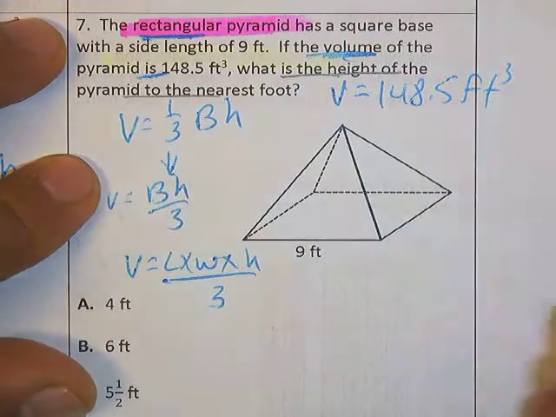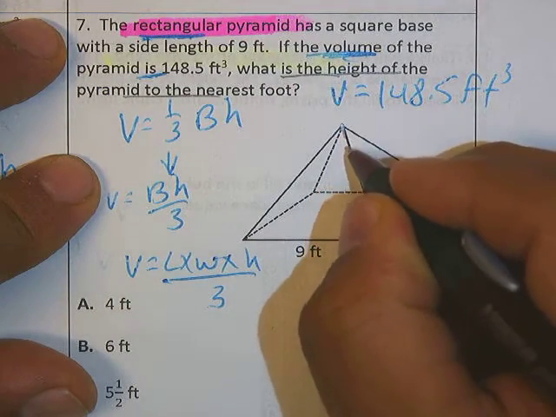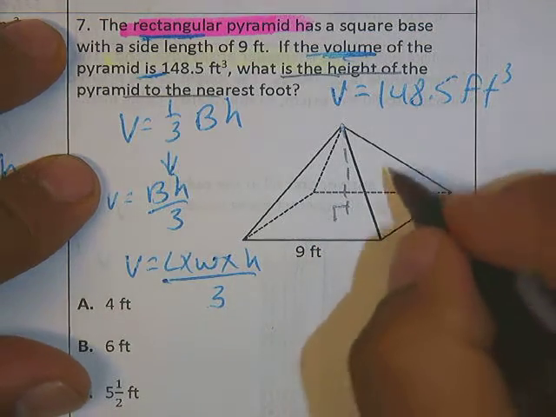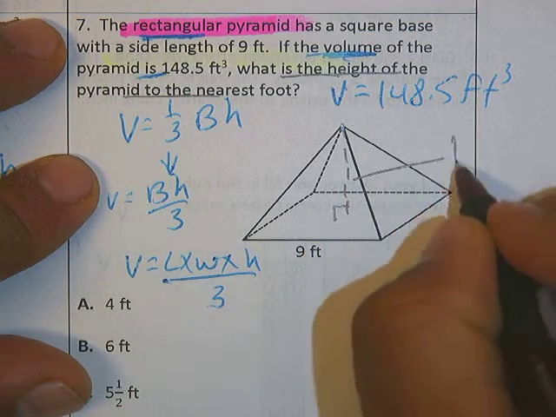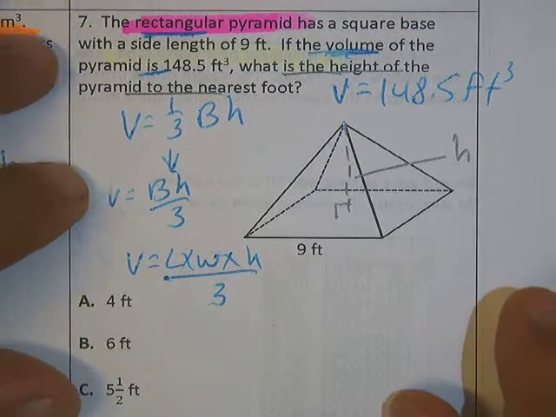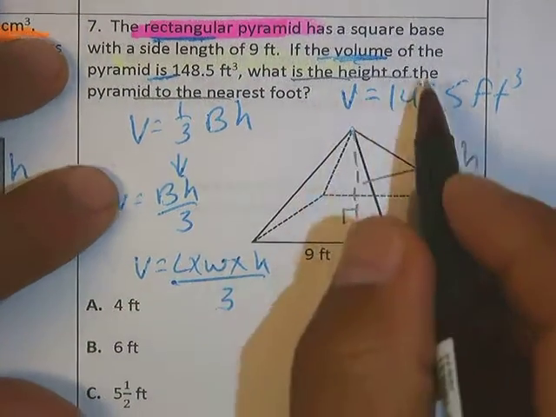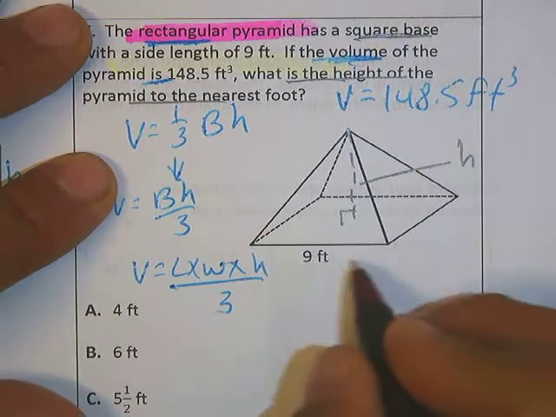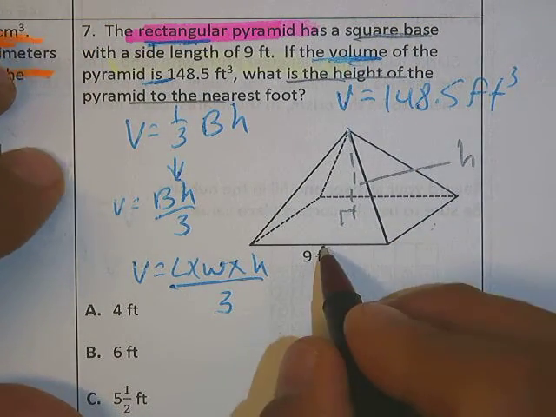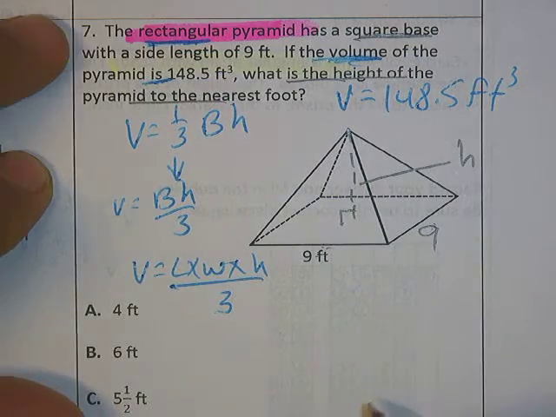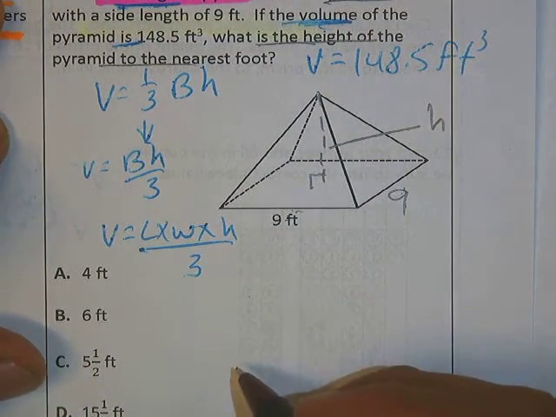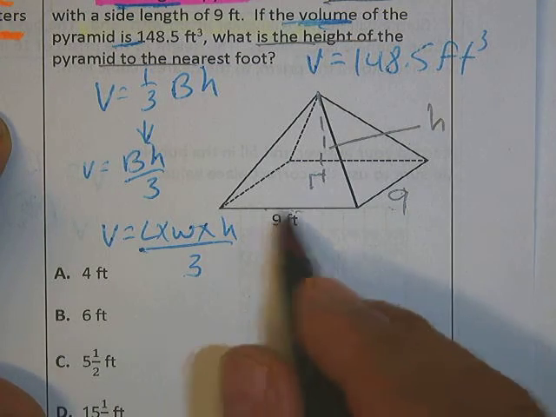And so now I know the volume is, in math, "is" means equals. So they're telling me volume equals 148.5 cubic feet. Okay. So now they have to give you some information. They said, what is the height of the pyramid? So they want to know from here to there. That's what they want to know. They want to know that height. What is this equal to? Okay, that's what they're looking for.